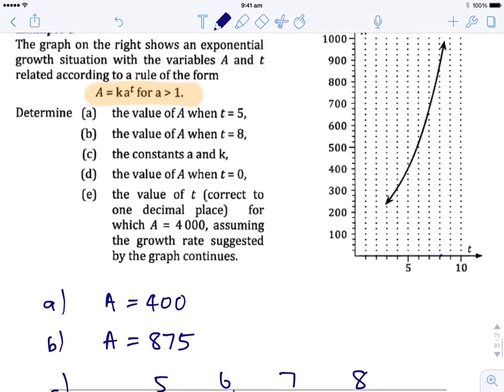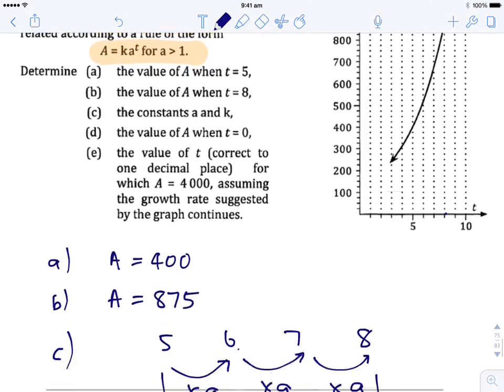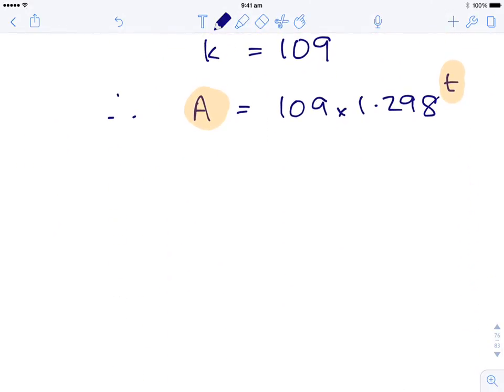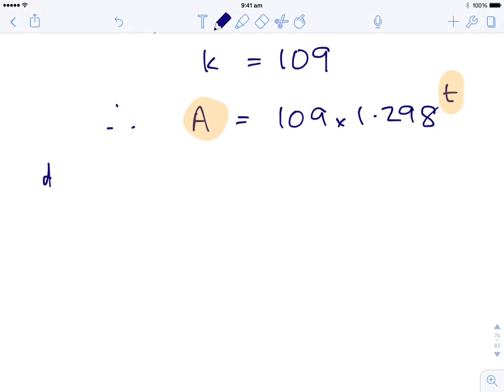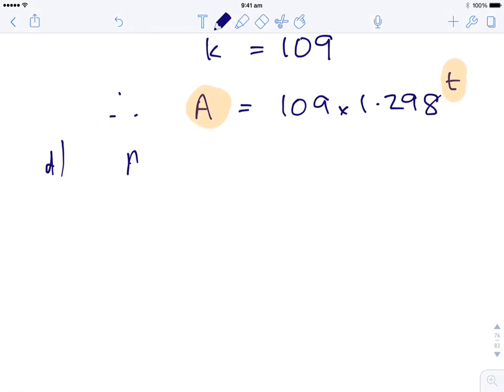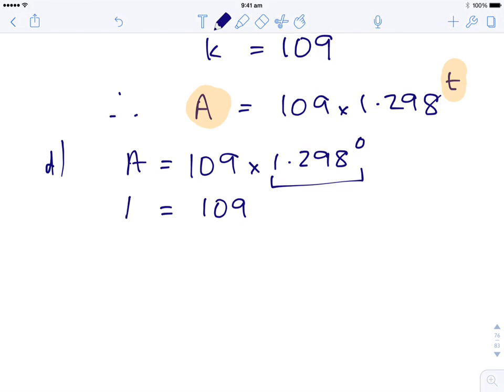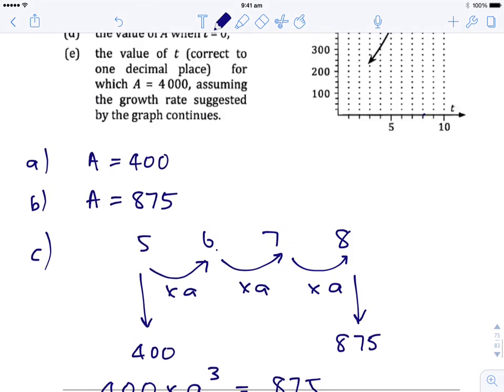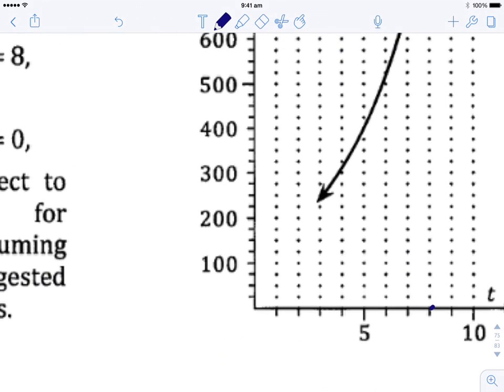So D says, what's the value of a when t is equal to 0? When t is equal to 0, we've got 109 times 1.298 to the power of 0. We know this is equal to 1. Anything to the power of 0 is 1, so we've got 109. So that's our initial value. So if I was to take this graph back and zoom it along here, it would go through there at 109.